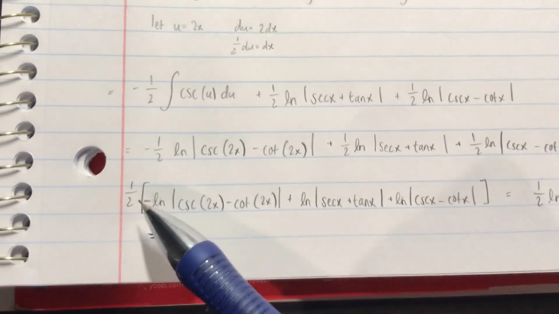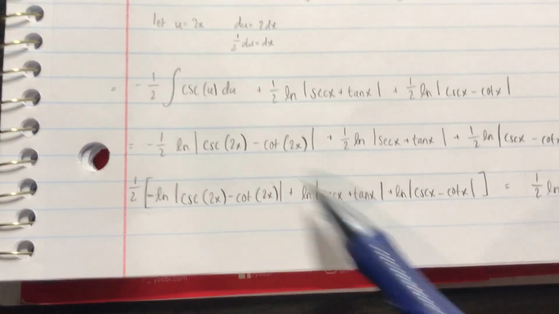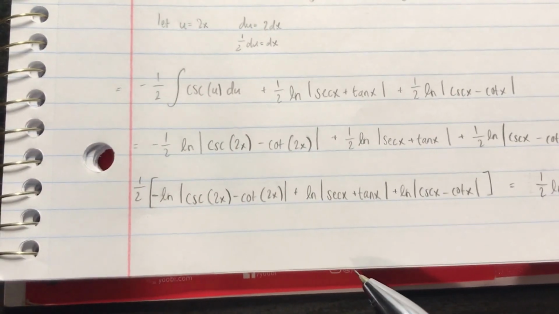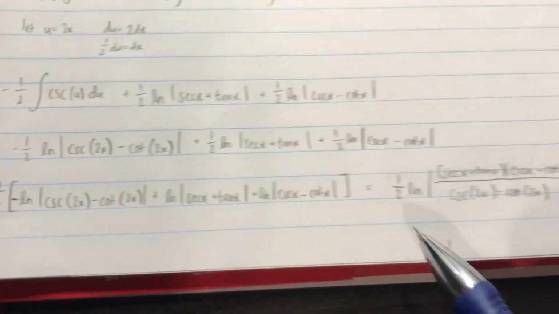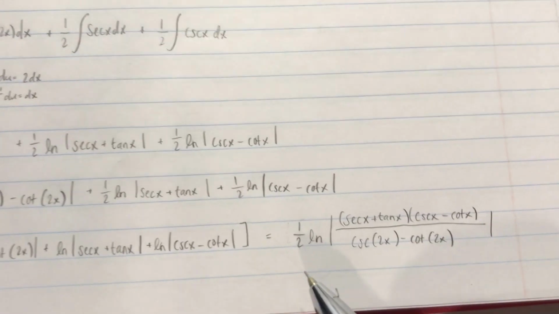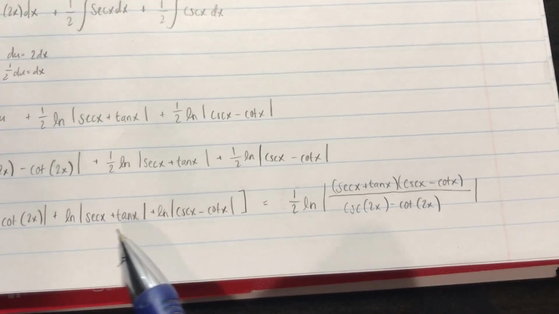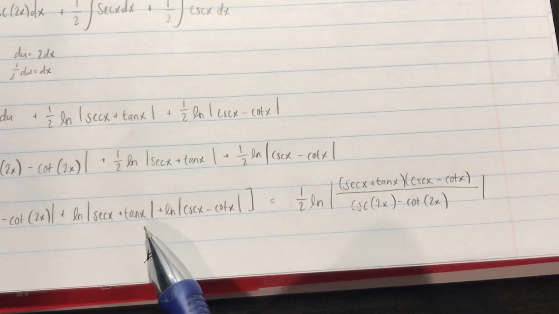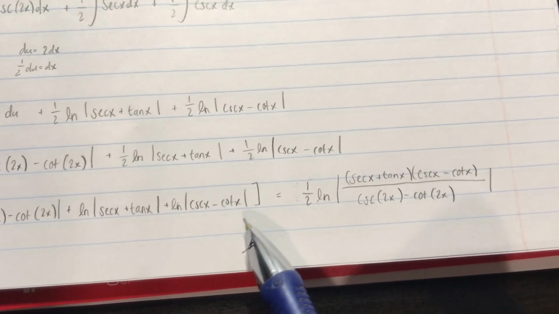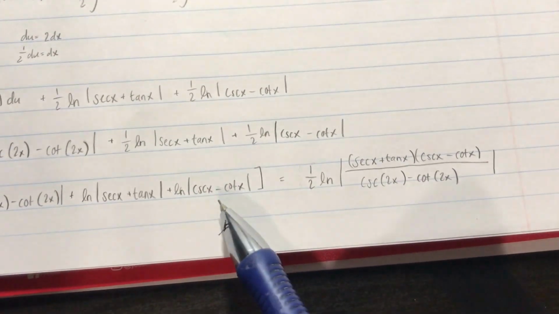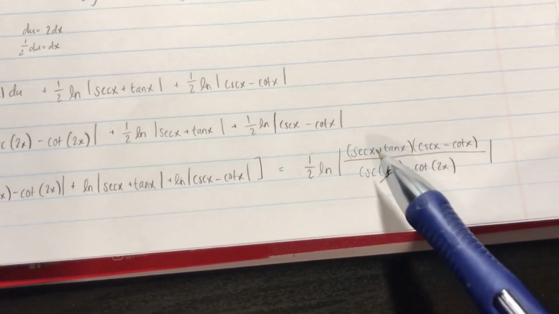First, I went ahead and factored out that 1/2 to make it easier for us to see what we're going to be doing with the ln laws. And then I went ahead and combined them in the way that I told you I would. You see how the secant x plus tan x and the cosecant x minus cotangent x are being added. That means that we can combine them into one ln, but we have to multiply them.